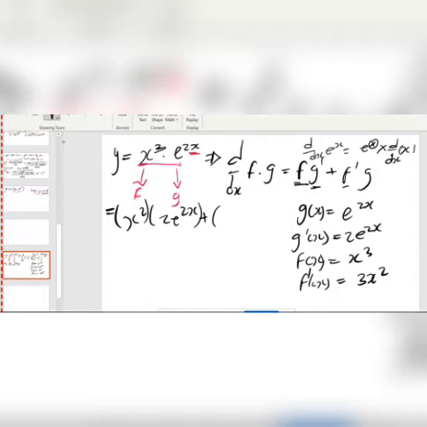This was supposed to be to the power of 3. This is your f of x, guys. Sorry about that. This is your f of x. And then f prime of x, you get 3x squared, multiplied by your g of x, which is e to the power of 2x.